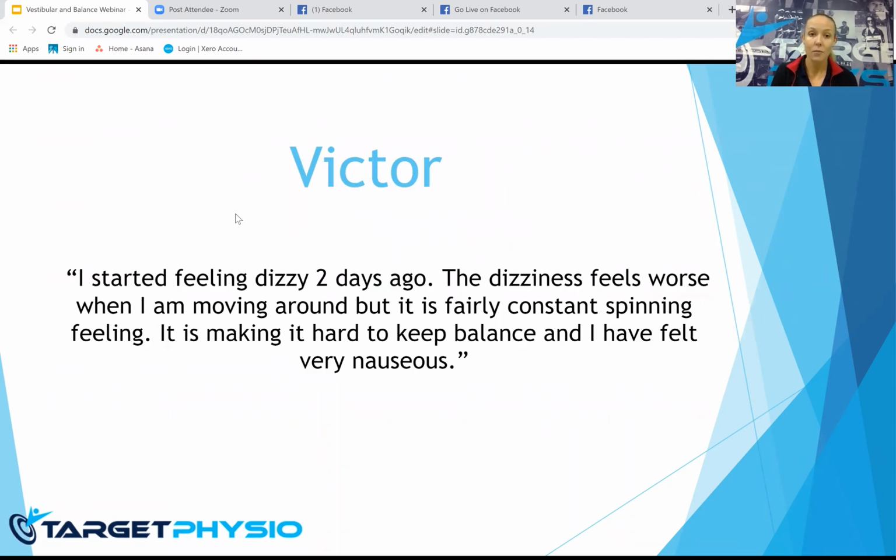The next client, his name was Victor, and he started feeling dizzy 2 days prior to coming to visit me. The dizziness felt worse when he was moving around, but it was a constant spinning feeling, and it was making it very hard for him to keep balance, and he was feeling very nauseous with that.